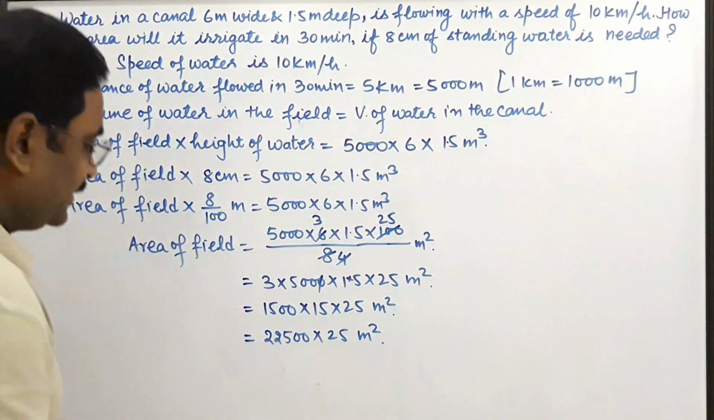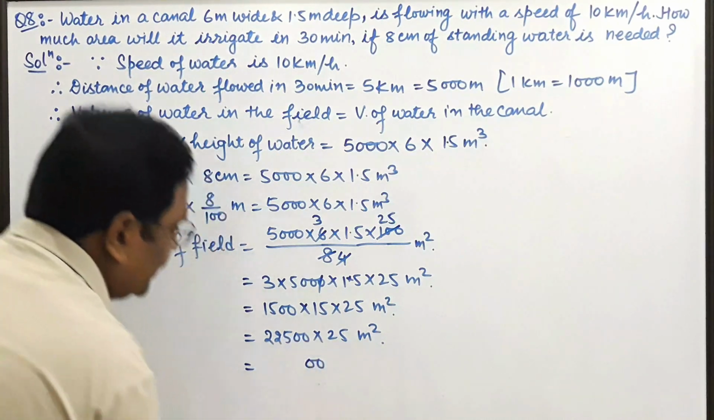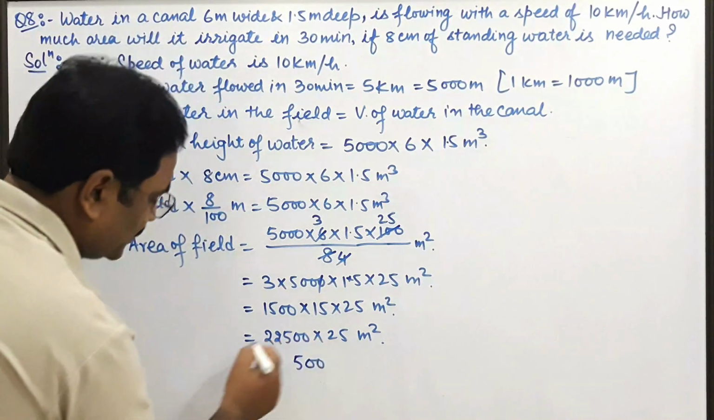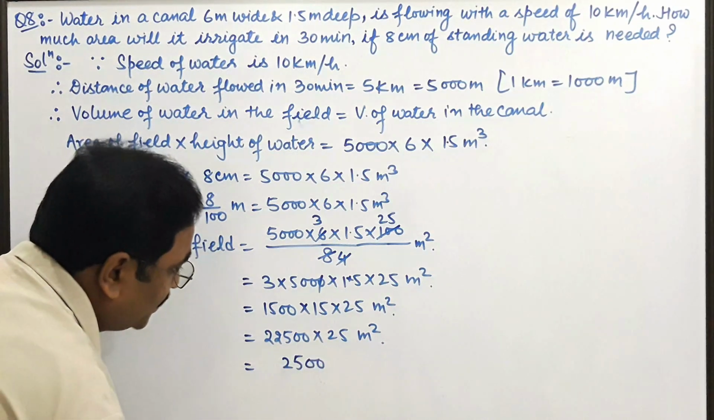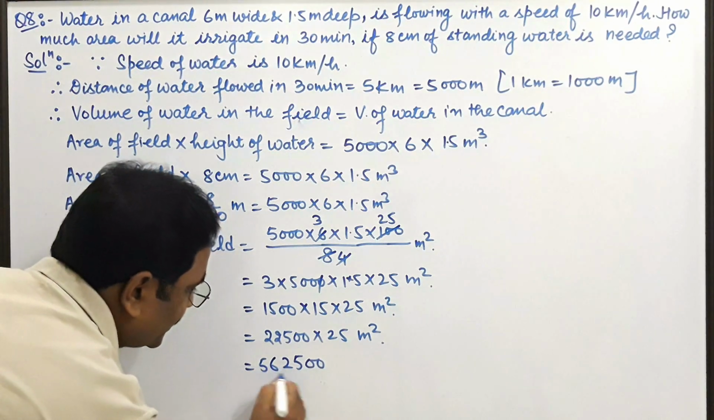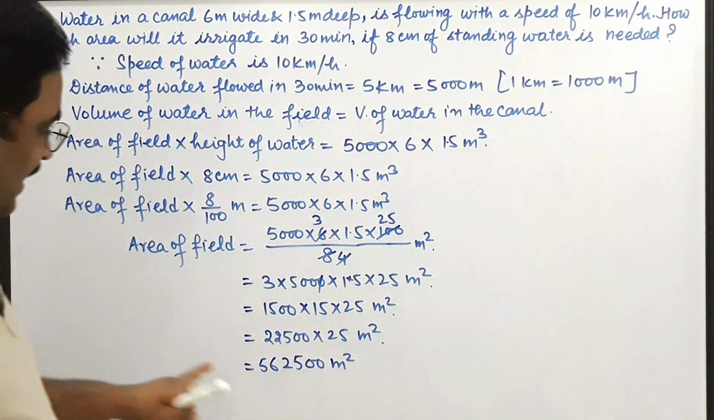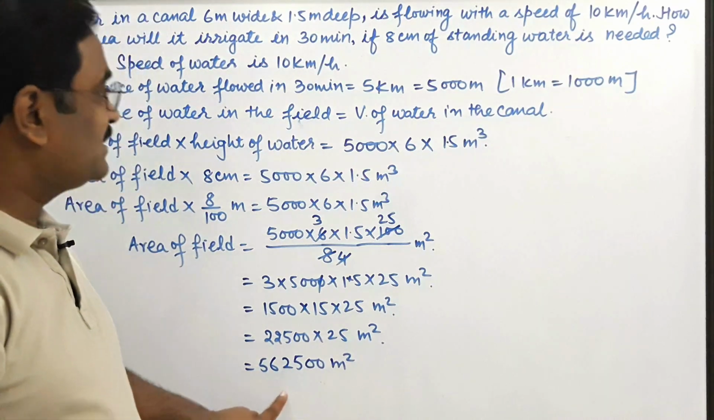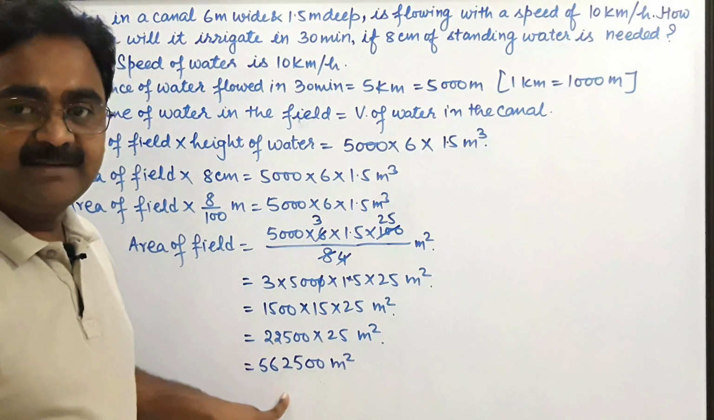Okay, so multiply it. 25 5s are 125, carry 12, 25 2s are 50, plus 12 is 62, 25 2s are 50, plus 6 is 56, means 5,62,500 meters square is area of the field which is irrigated in 30 minutes with the water of that canal.